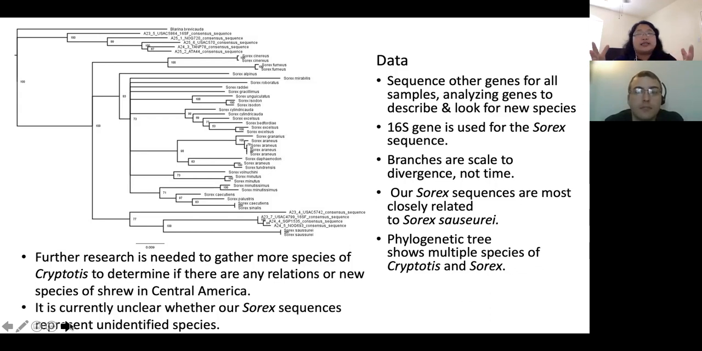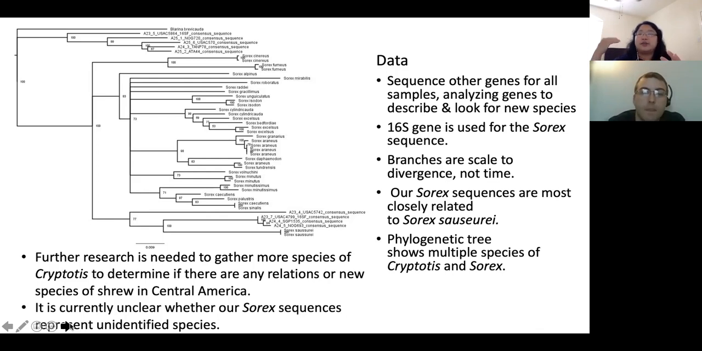So our data consists of Cryptotis, and at the very bottom of this phylogenetic tree, it shows our Sorex sequence. Because our Sorex sequences are very unique, they are most closely related to Sorex saussurei, but we can't really classify them as being of this species specifically. Since the branches are also scaled to divergence and not time, this tree shows multiple species of Cryptotis and Sorex.